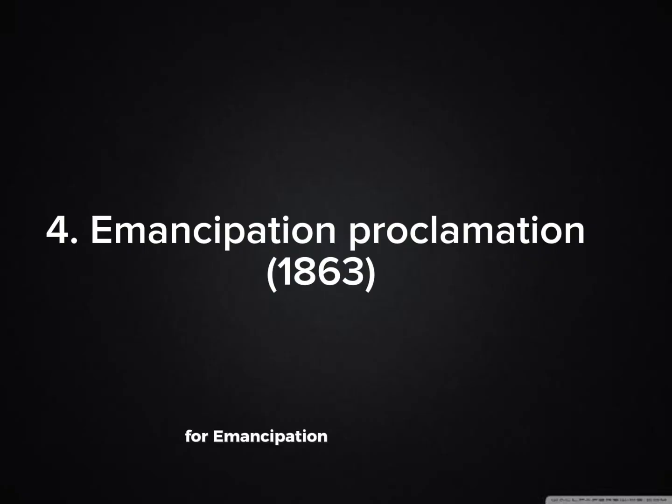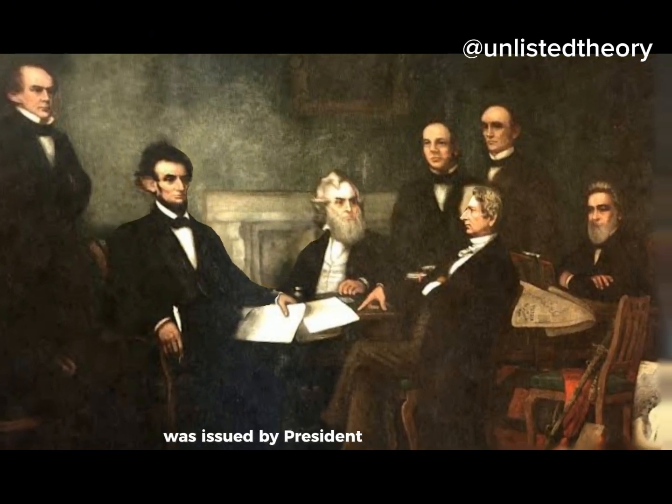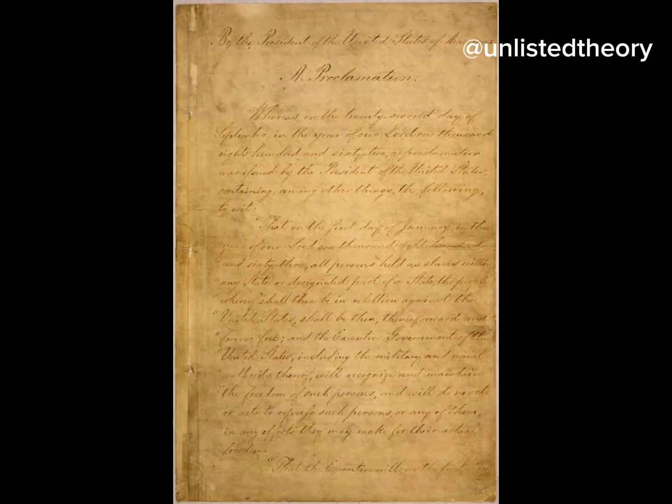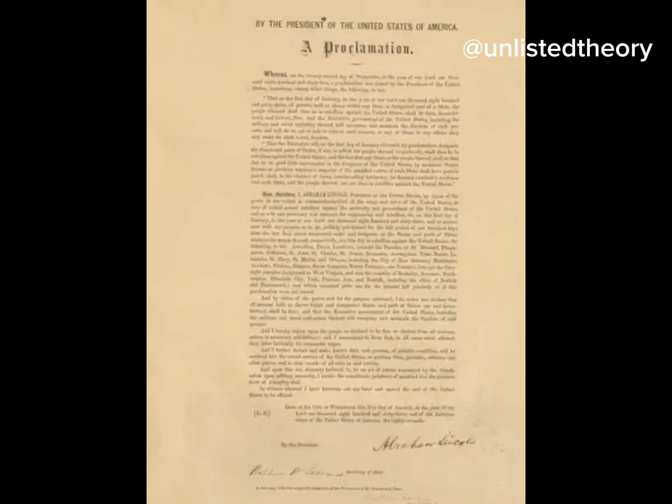4. The Emancipation Proclamation, 1863. The Emancipation Proclamation was issued by President Abraham Lincoln on January 1, 1863, during the American Civil War. The proclamation declared that all slaves in Confederate-held territory were to be forever free. However, it did not immediately free all slaves. It applied specifically to those in states that had seceded from the Union.